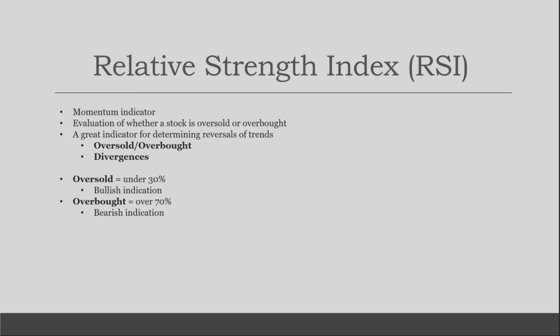When looking at the RSI, if the line is below 30%, this is an indication of an oversold stock. This implies that there should be a reversal upwards. If the RSI is above 70%, this indicates that the stock is overbought and signals a reversal downwards. Let's have a look at an example using both strategies.